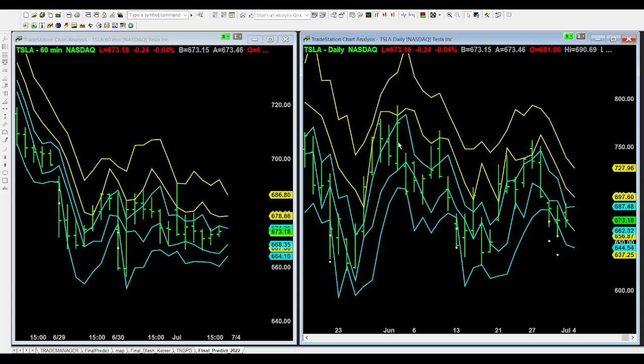So this is just to show this kind of a demonstration of the real-time data with the trend line.